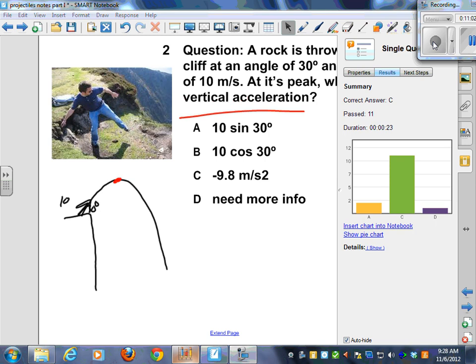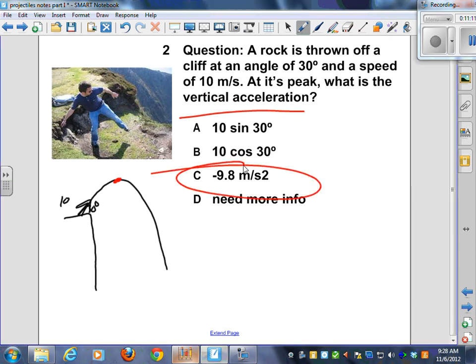Correct answer is C. What is the vertical acceleration? Vertical acceleration does not change. It is always minus 9.8. Vertical acceleration is always minus 9.8.